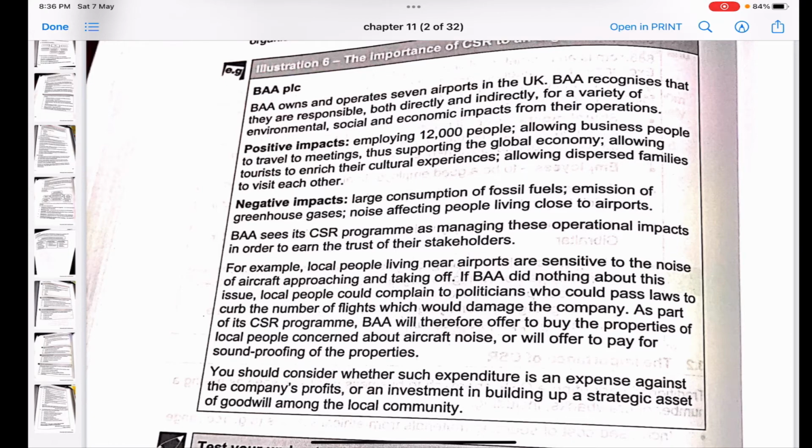But what are the negative impacts? There is a large consumption of fossil fuels, and there are emissions of greenhouse gases, and the people living near the airport have often faced the issue of noise pollution. So BAA sees its CSR program as managing these operational impacts in order to earn the trust of its stakeholders.